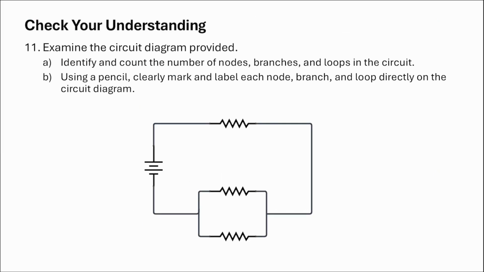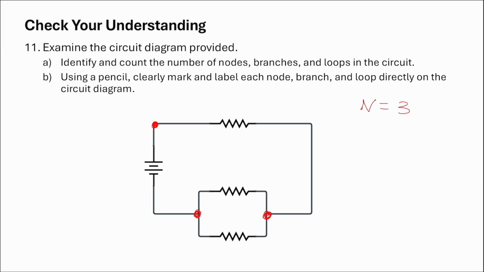We want you to identify and count the number of nodes, branches, and loops in the circuit, and also I want you to mark them. First, how many nodes are there? 1, 2. Now, don't forget, between the battery and the resistor, this is also a node. So N equals 3.